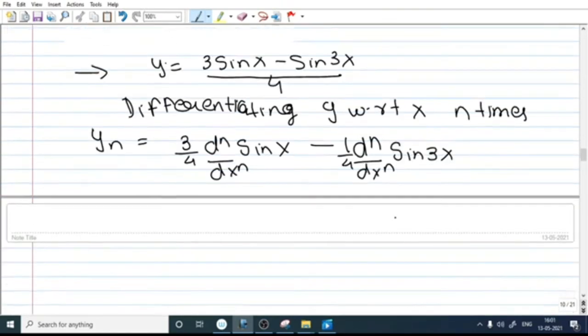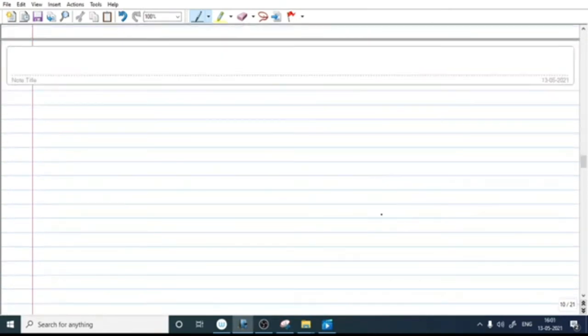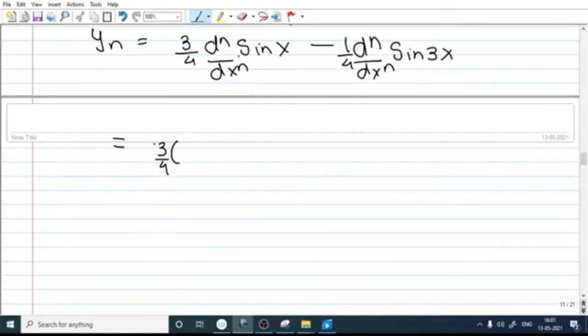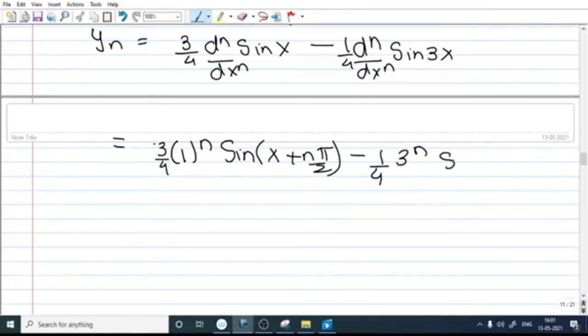Now we know the sin x derivative formula, right? Remember the sin and cos term derivative formulas. So the formula was: 3 by 4, we will write it as it is here. You can clearly see that our a is 1. So we are going to write 1 power n into sin(ax plus n pi by 2), here it is x only, so sin(x plus n pi by 2). Now 1 by 4 is as it is, and here 3 power n into sin(3x plus n pi by 2).